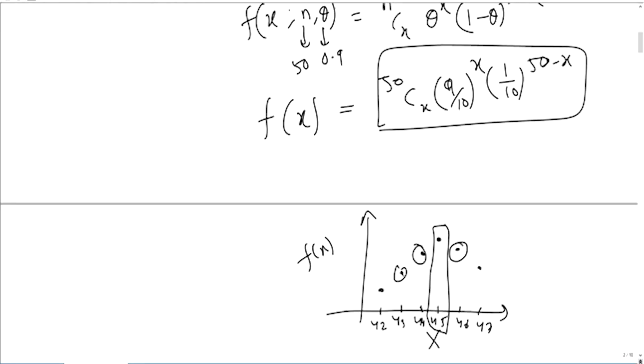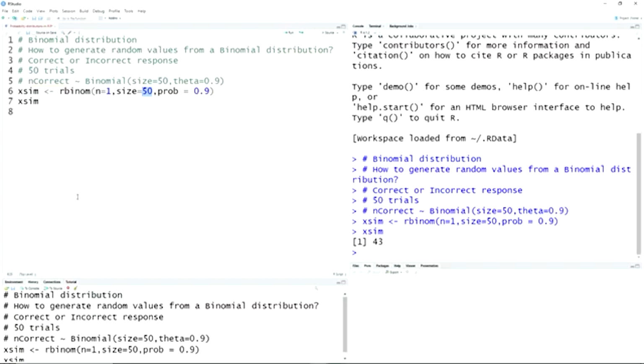You can only have an idea of the distribution. What does that mean? If you simulate thousands of experiments, if you do this experiment 1,000 times and then draw the histogram of the number of correct responses you got, then you roughly get the same distribution as the probability mass function. Okay, let me show you how.